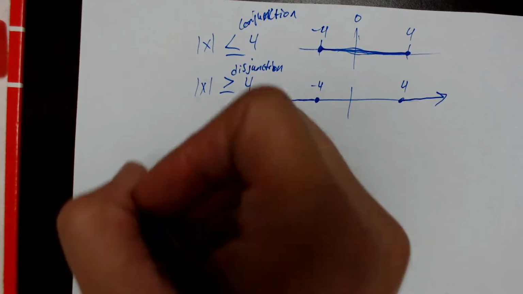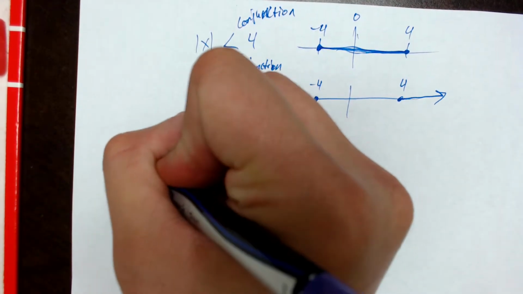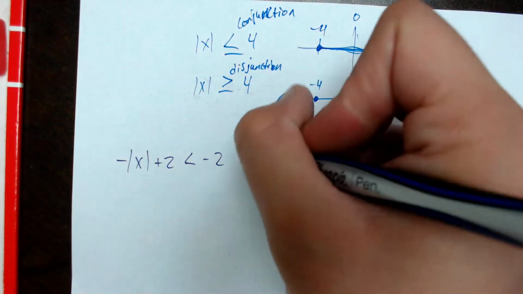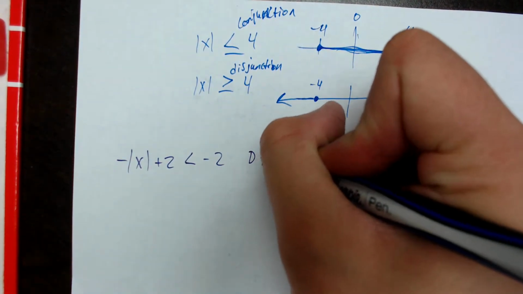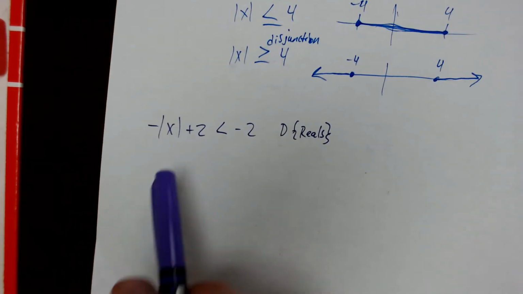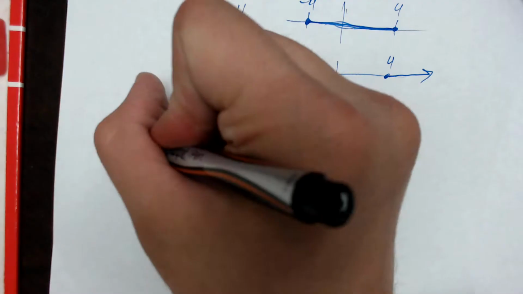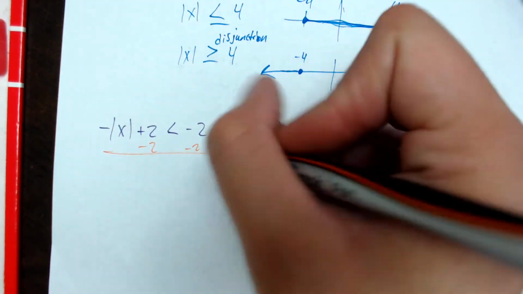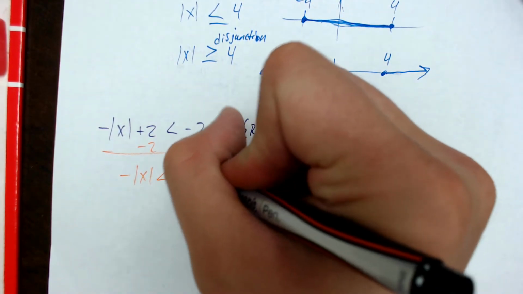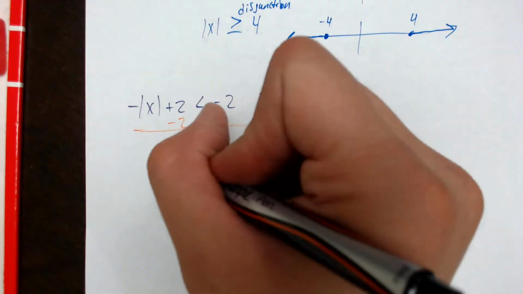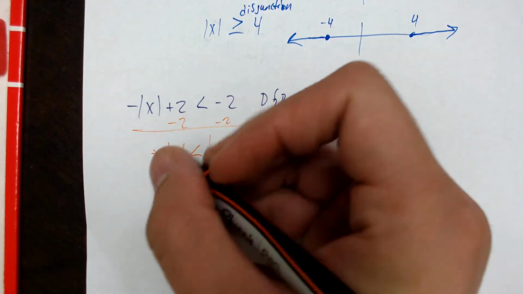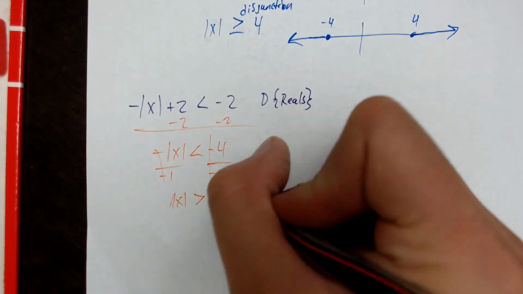We'll take this one first. This is a good one. Say we have negative absolute value of x plus 2 is less than -2 with a domain of reals. Cool. So, first thing I want to do is solve the inequality. So I'm going to subtract 2 from each side. That's going to give me negative absolute value of x is less than -4. Last thing I want to do is get rid of the negative, so I'll divide by -1. And then the sign flips. So that becomes greater than 4.